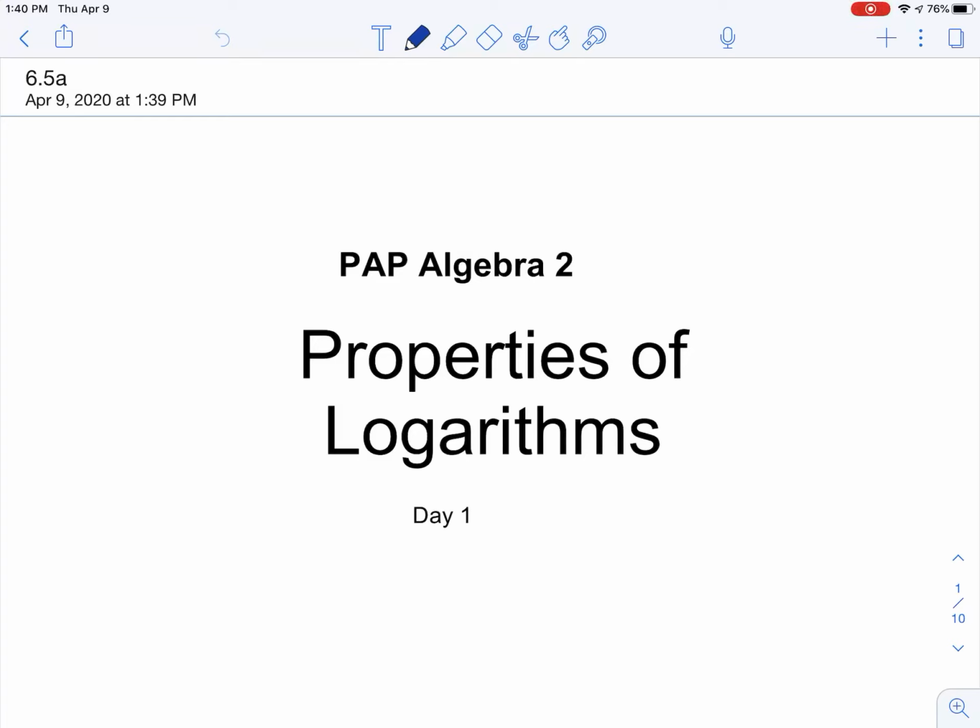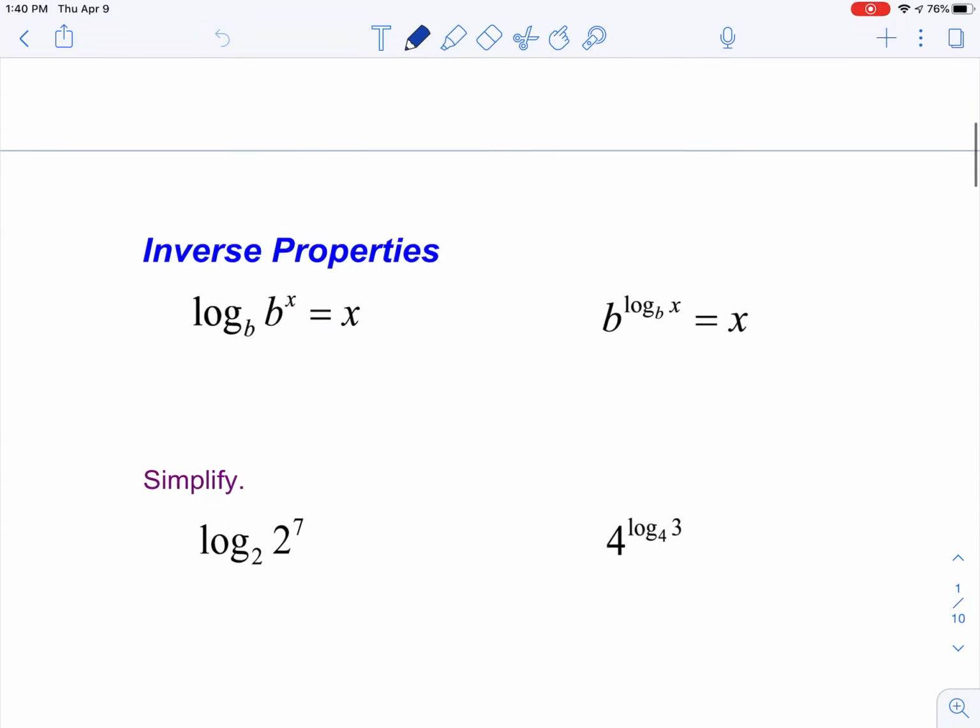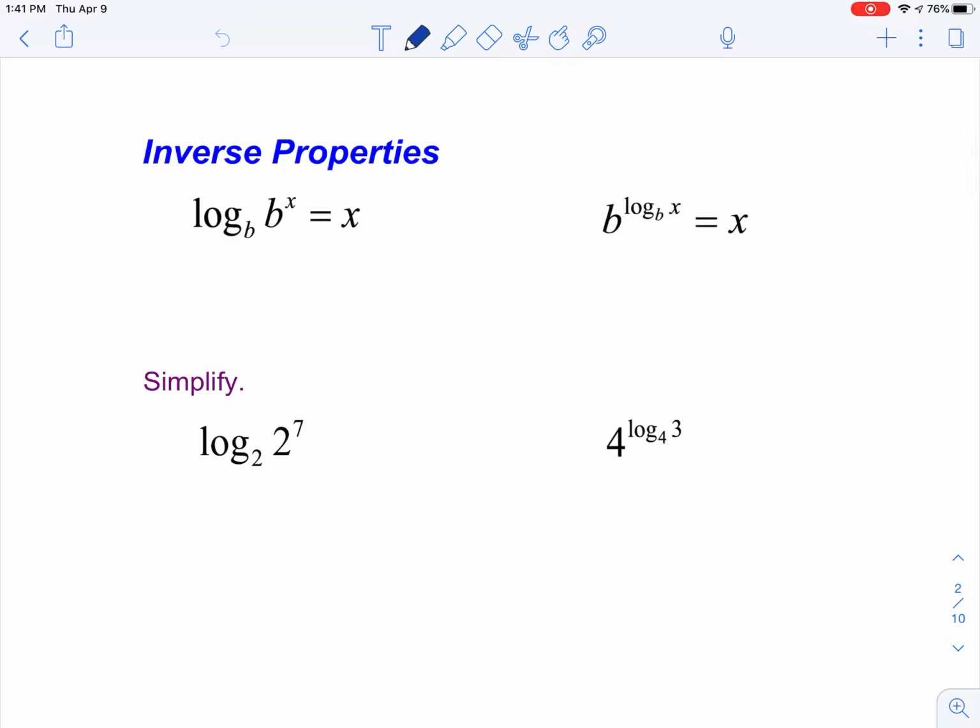Welcome back. It is Monday, April 20th, and we are going to start looking at properties of logarithms. So this is a little bit of review. These are some properties, but we have some review going on. If the bases are the same, remember they cancel out and your answer is whatever is left. Same with the base of your exponential to the log with base b. If those bases are the same, your answer is going to be that x value right there.